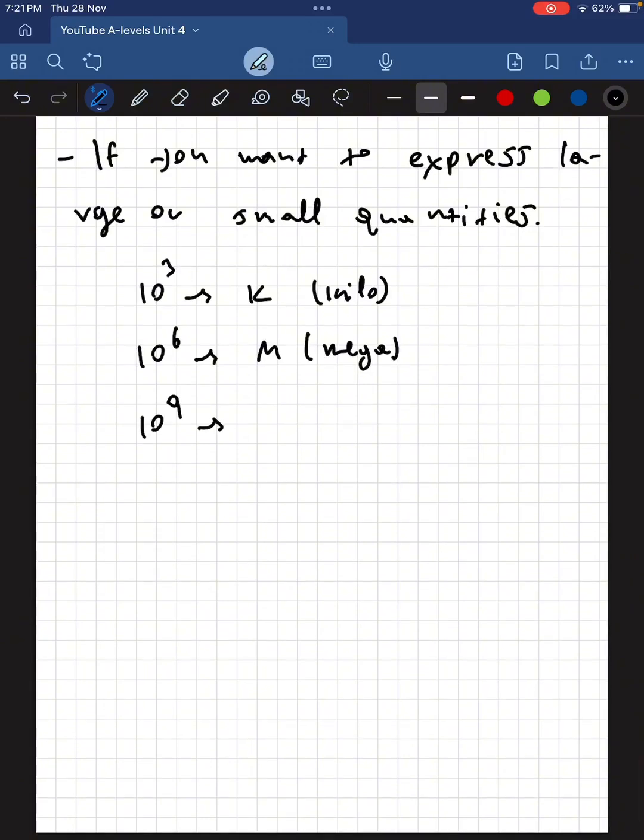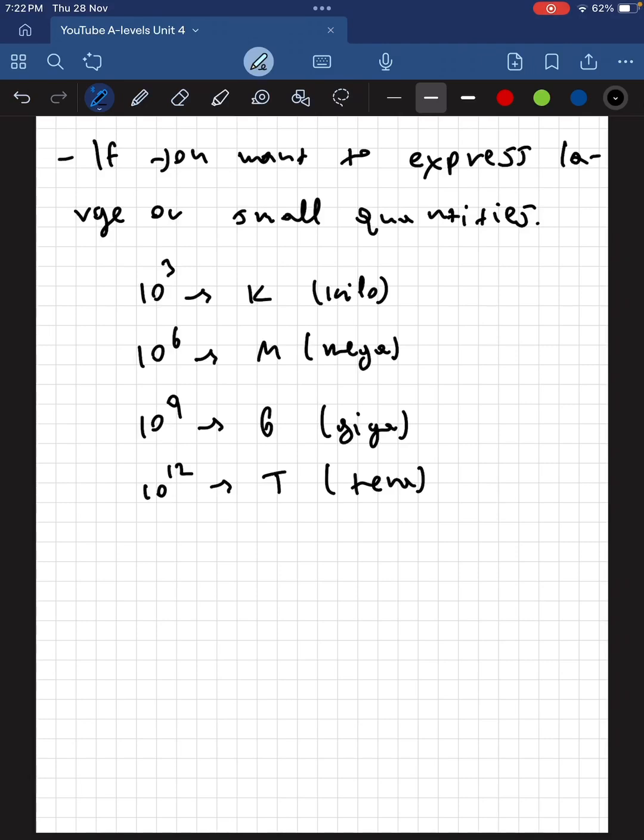10 to the 9 is giga. And then 10 to the 12 is tera. You can go beyond that, but it's rarely needed at the A-level physics level, so I'm not going to go beyond that.